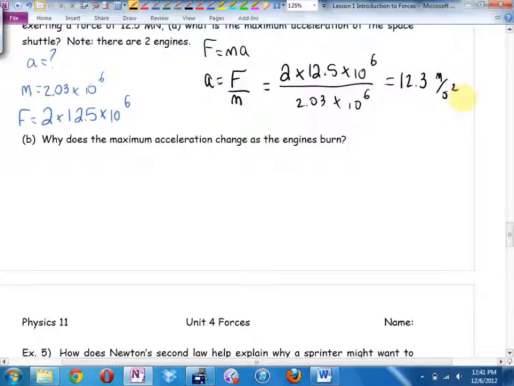I'm just curious, how many G's is that? Can someone divide that by 9.8? How many G's is that? 1.25. That's tame. On the elevator, you get about 2.5 to 3. Space shuttle actually isn't that exciting a ride in terms of the physical forces. It's exciting a ride in terms of where you're going. Then I wrote here, why does the maximum acceleration change as the engines burn? Because it does.